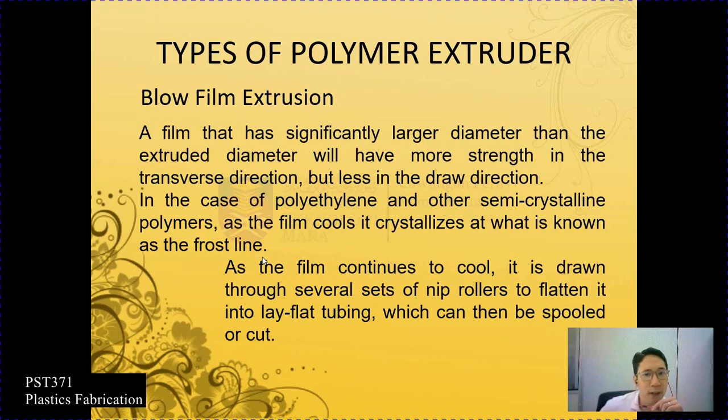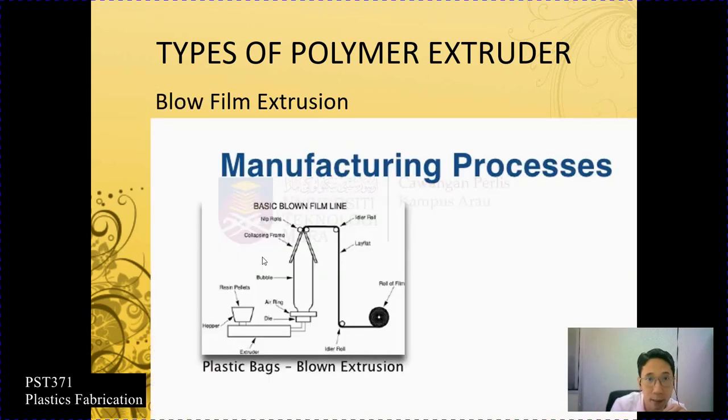Okay, as the film continues to cool, it is drawn through several sets of nip rollers to flatten it into a lay flat tubing, which can then be spooled and cut. So bila awak ada blow tadi tu, awak akan ada beberapa series of nip roller untuk flattenkan plastik awak tadi tu. Tadi hollow parts yang besar tadi tu, awak akan flattenkan. Sebab tu awak tengok plastik sampah tu dia nipis kan? Asalnya dia blow besar and awak flatten dia. And then, awak akan potong mengikut panjang yang awak nak. Itu yang berlaku lah.